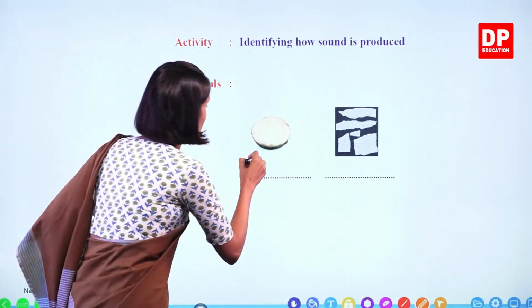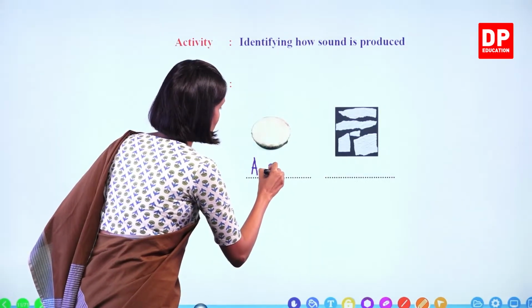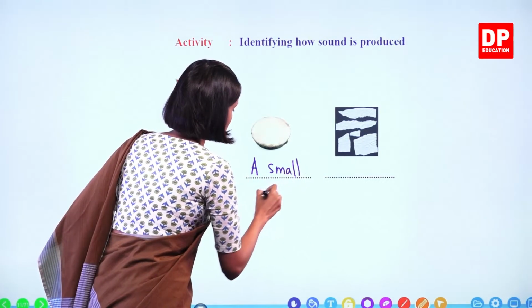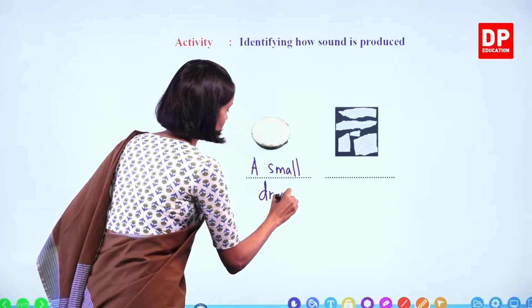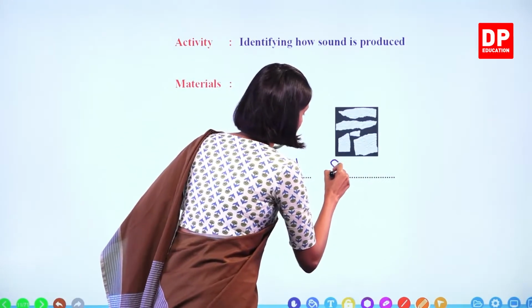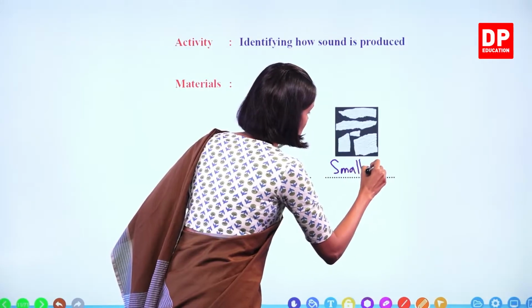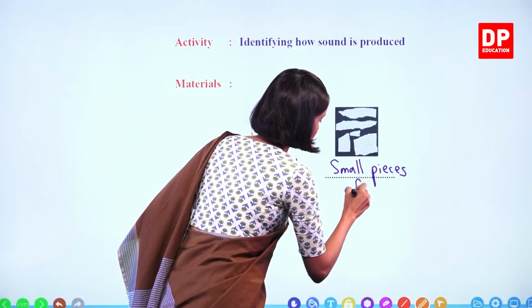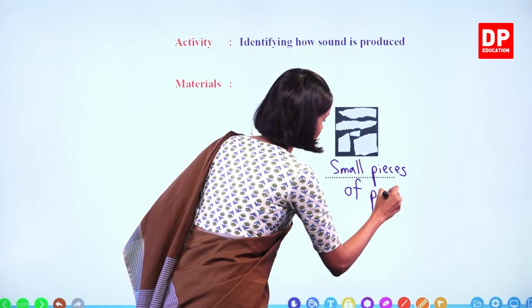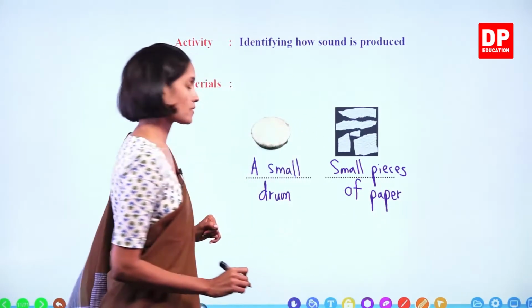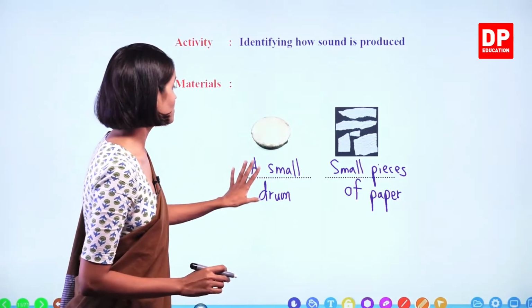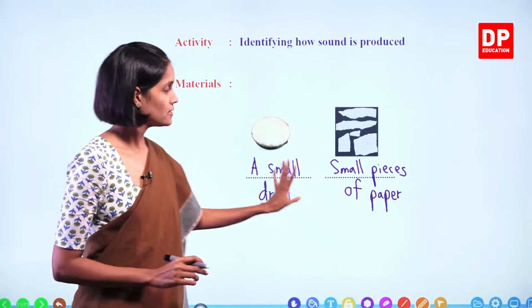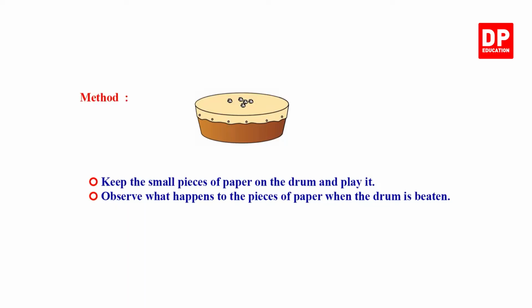We will write: a small drum, small pieces of paper. Okay, a small drum and small pieces of paper. How to do this now? It's just as before. Keep the small pieces of paper on the drum and play it.